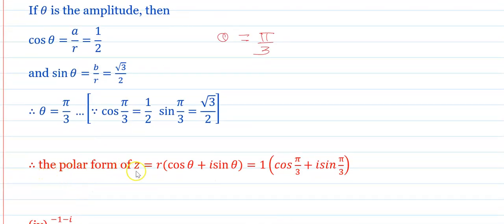Therefore, the polar form of z is equal to r (cos theta plus i sin theta). r is 1, cos of pi by 3 plus i sin of pi by 3, and hence it is clear.